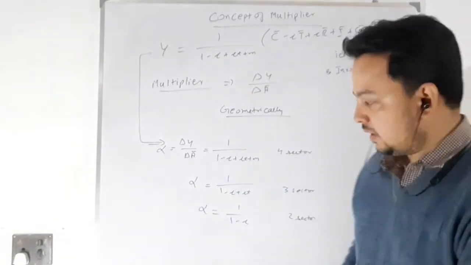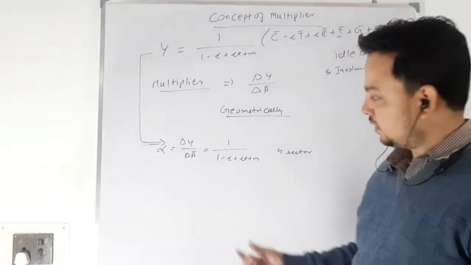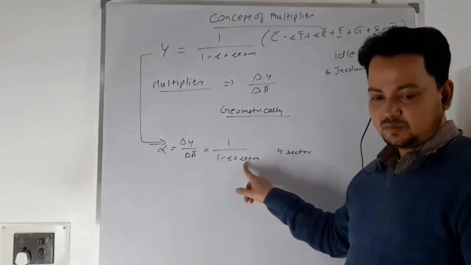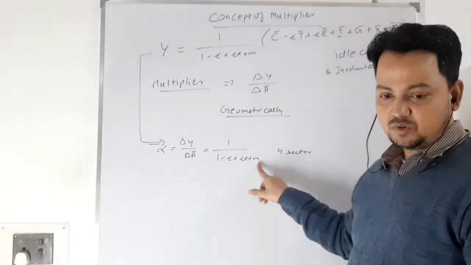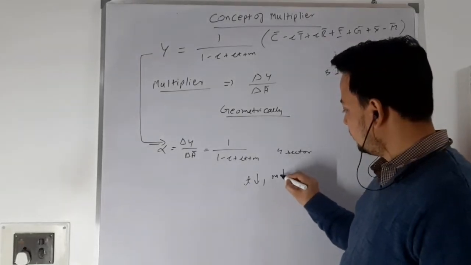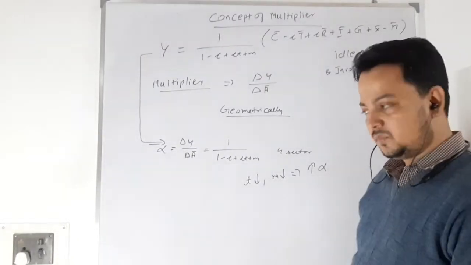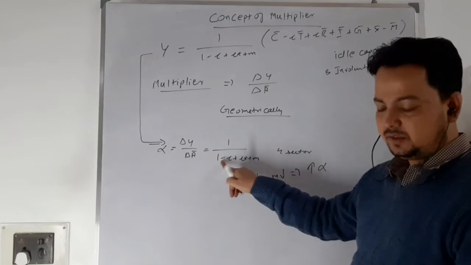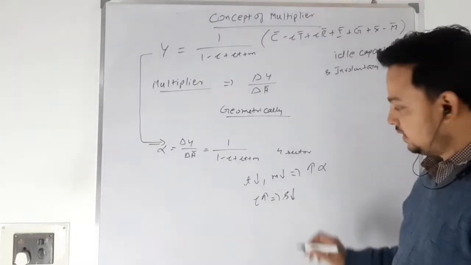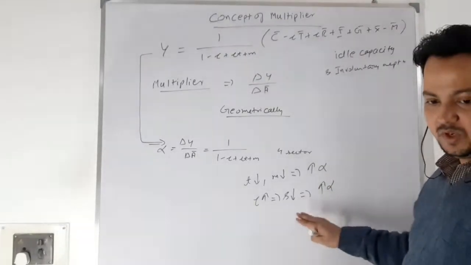Now if you remember, I have told that saving is a leakage. 1 minus small c is your MPS, marginal propensity to save. Tax is a leakage from the circular flow, and marginal propensity to import is a leakage from the circular flow. The lower the leakage, the higher will be the value of the multiplier. Now this is MPC, here you have a negative sign, so the higher the MPC, the lower will be the saving, marginal propensity to save, which I write by small s. So the higher will be the value of the multiplier. Remember this part, I have explained this one.